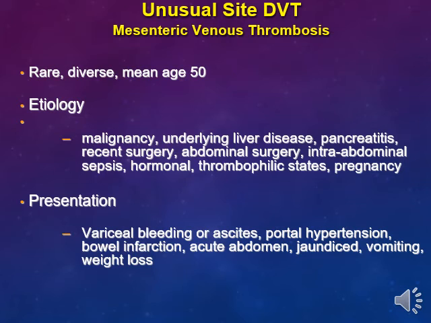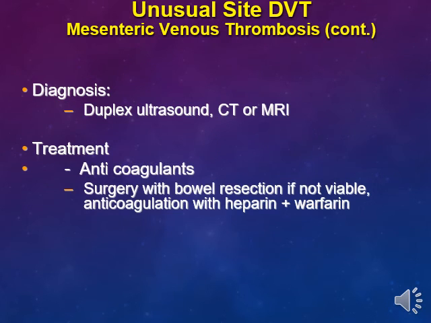Mesenteric venous occlusion is one of the most common causes of acute abdominal pain when there is a history of DVT or VTE in the patient, and you must search for the cause, maybe GIT malignancy, underlying liver disease, or pancreatitis. This is one of the causes of portal hypertension. So the patient may come with signs of portal hypertension like variceal bleeding or ascites, or acute abdomen with bowel infarction, jaundice, vomiting, weight loss, and the diagnosis is by duplex scan, CT and MRI.